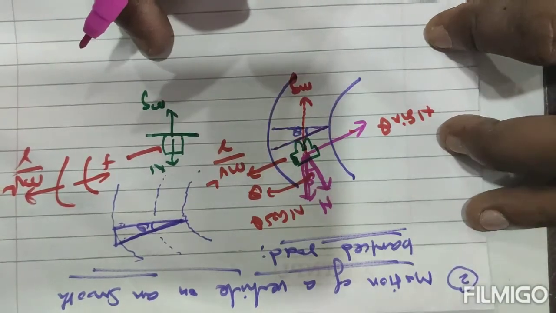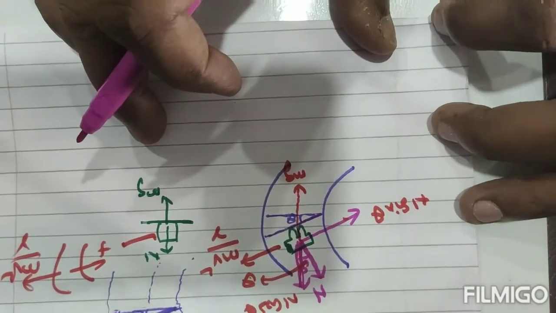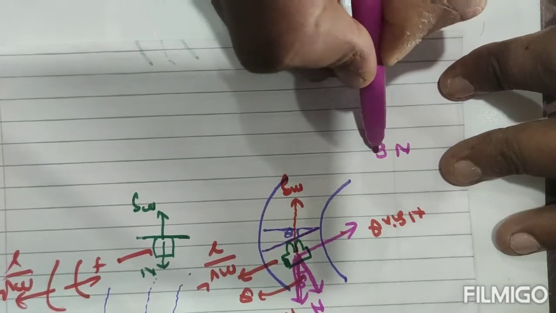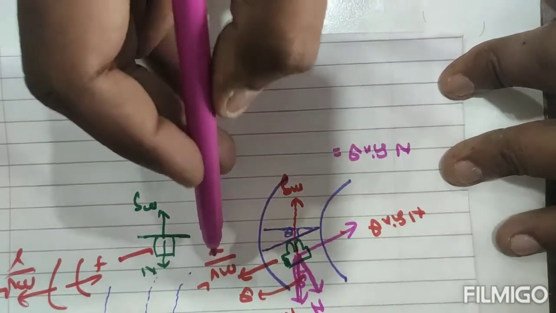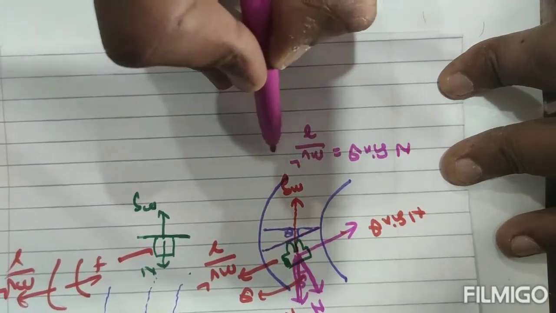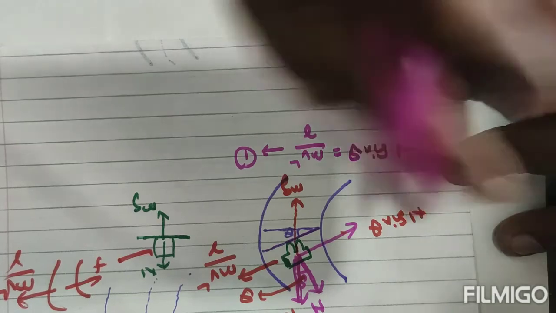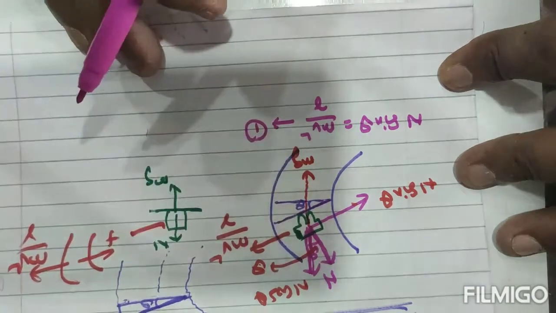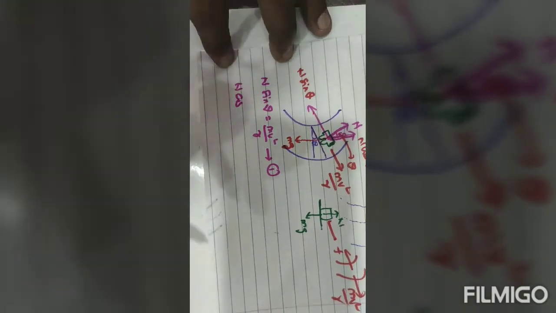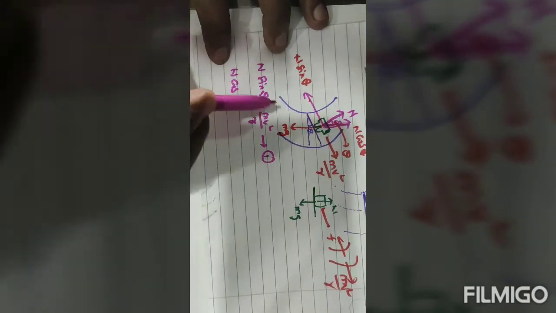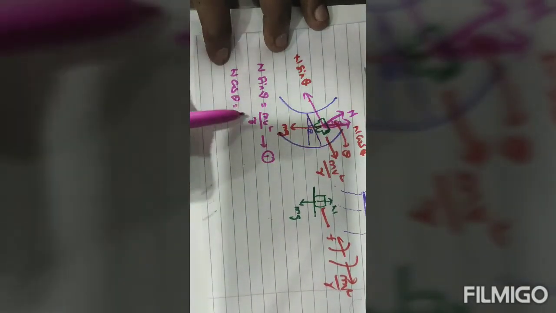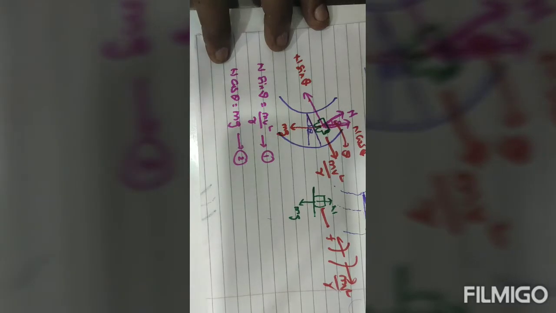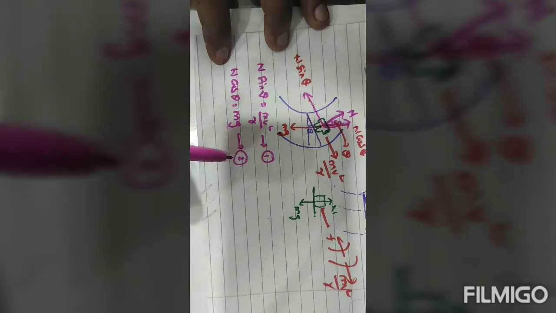Shall I compare? Yes, we can compare one by one. First, comparing n sin theta, directly opposite to it what is there? mv squared by r is there. I am calling this equation number 1. Next, similarly, see here, n cos theta, directly opposite what is there? mg. So that is the second equation, n cos theta equal to mg. This is equation number 2. So equation number 1 is there, equation number 2 is there.